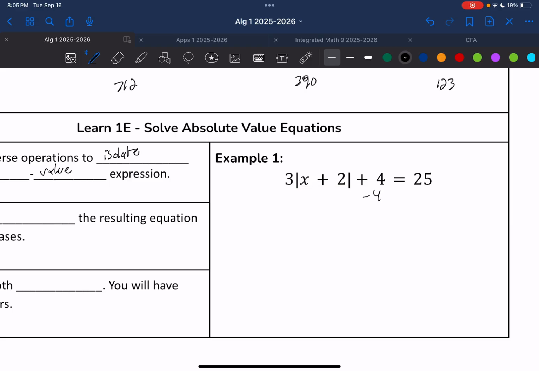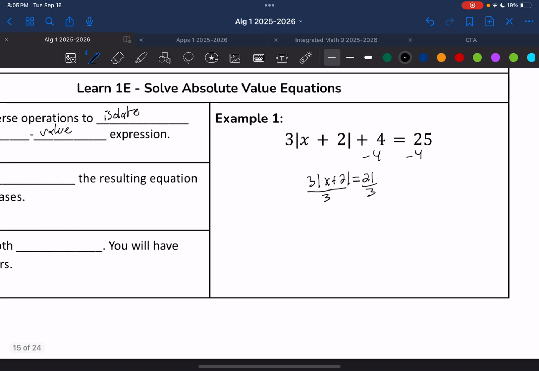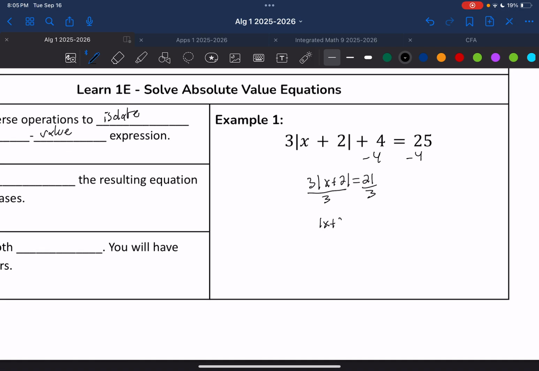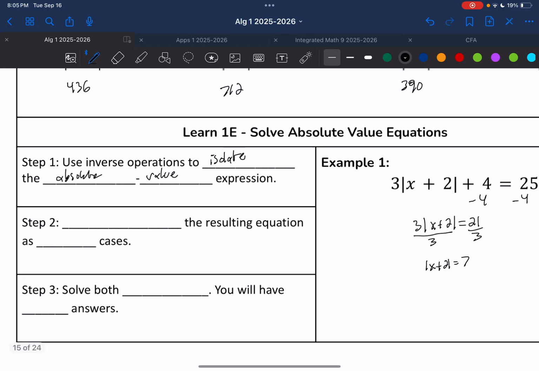To do that, we're going to start by subtracting 4 on either side. That gives us 3 times the absolute value of x plus 2 is equal to 21. We can divide both sides by 3. We get the absolute value of x plus 2 is equal to 7. All right.